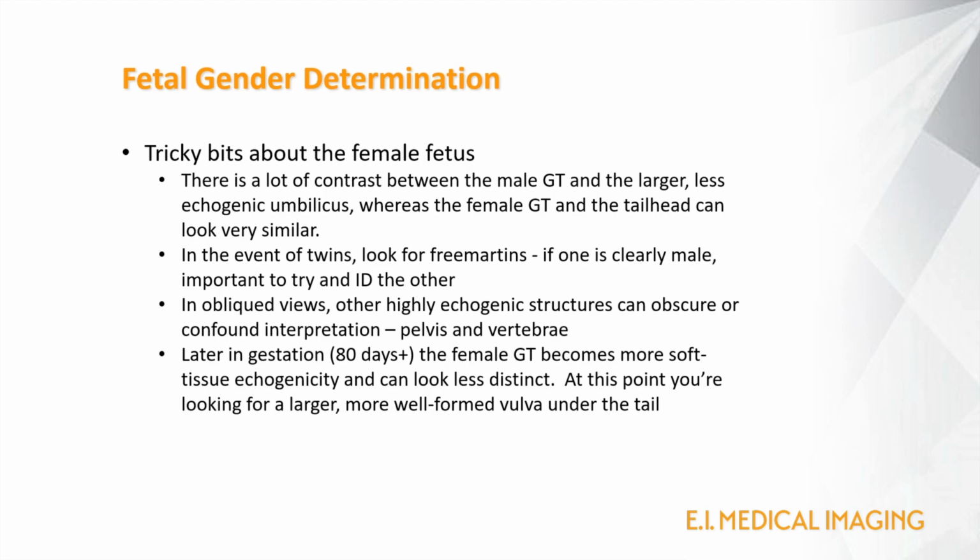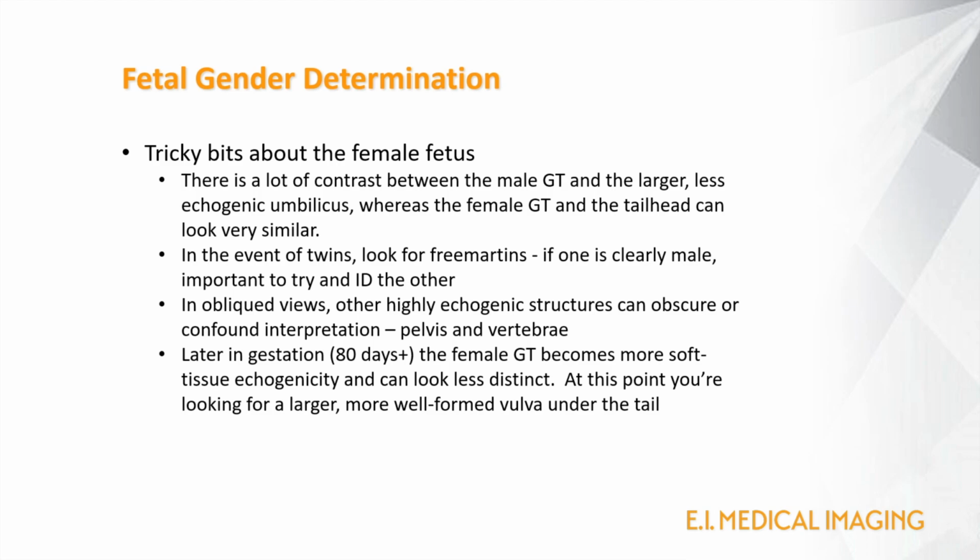I think identifying females can be a little tougher than males. The male GT sits right next to the larger, less echogenic umbilicus as a landmark, while the female GT sits just under the tailhead, which can look very similar in size and echogenicity. It can take some time and skill to make the small movements necessary to determine that there are two distinct structures visible at the caudal aspect of the fetal body. This is where a negative male ID really aids in confident diagnosis.